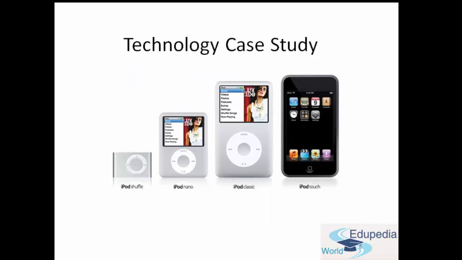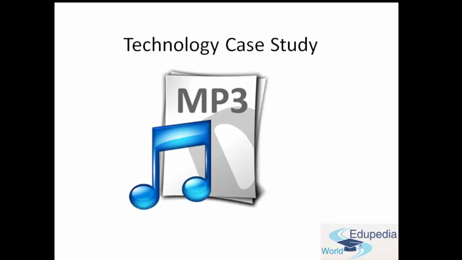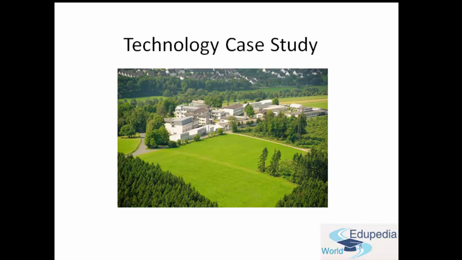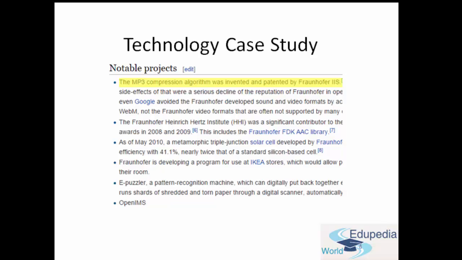So when we also look at another technology case study, you can see another iconic Apple product, the Apple iPod Shuffle, the Nano, the Classic, and the Touch. And of course, without the MP3, it would have been impossible to have the iPod. But once again, it wasn't Steve Jobs and Steve Wozniak and everybody else who created the MP3. No, it was done at this fantastic place called the Fraunhofer Institute out in Germany. And you can see it here. The MP3 compression algorithm was invented and patented there.